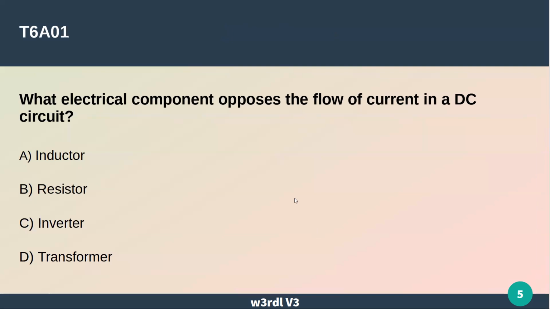So what electrical component opposes the flow of current in a DC circuit?